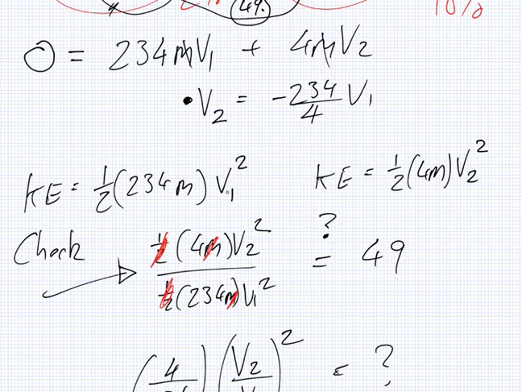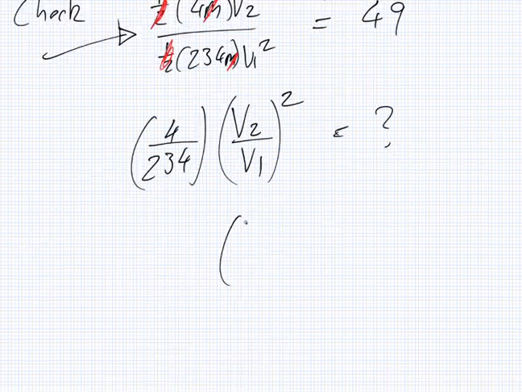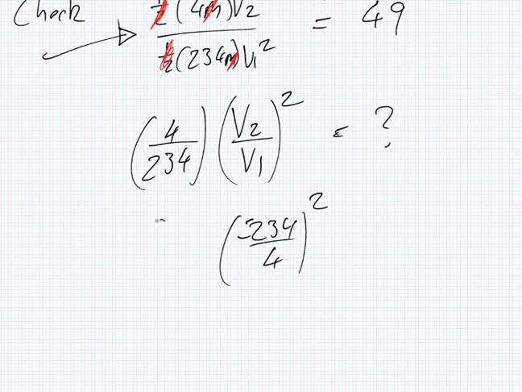Now v2 over v1, you can get that here, can't you? v2 over v1, what does that equal? 2, 3, 4 with a minus over 4. Sorry, it's 2 over 1, isn't it? Yeah. Minus 2, 3, 4 over 4, squared, times 4 over 2, 3, 4. What does that equal? Give me the decimal, please.